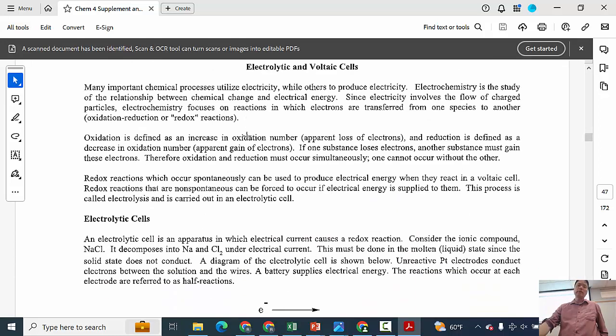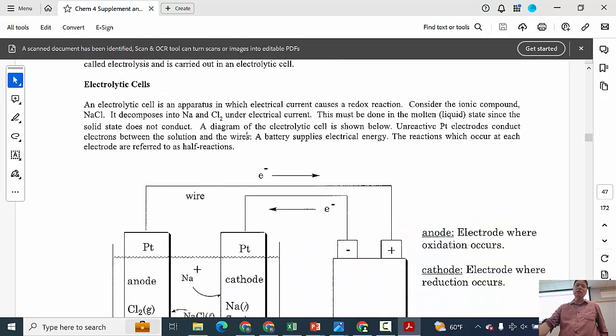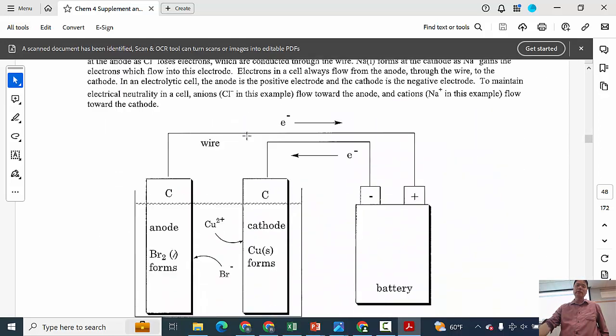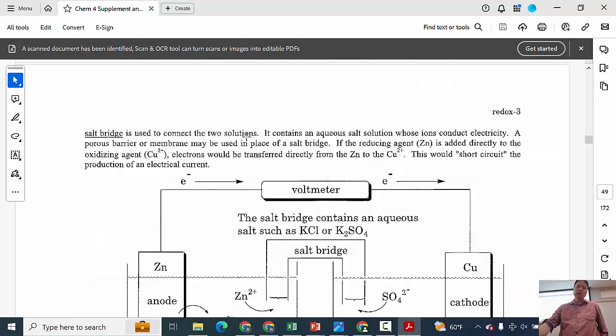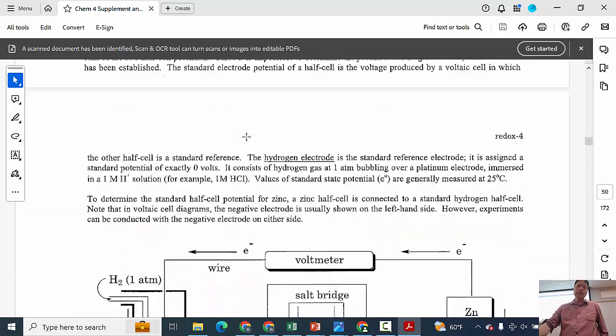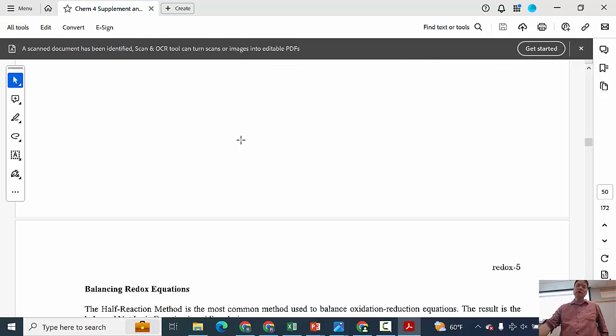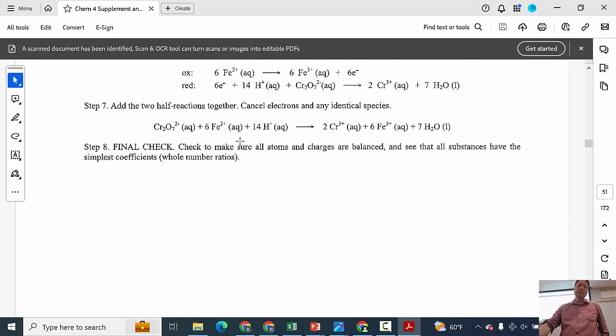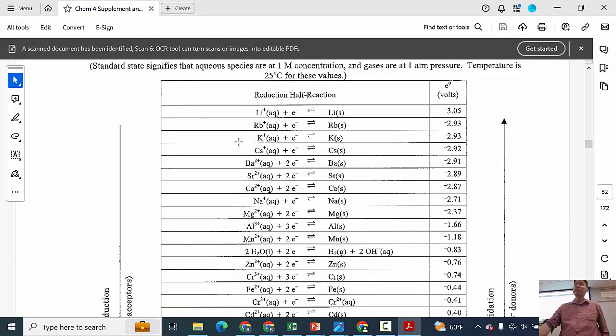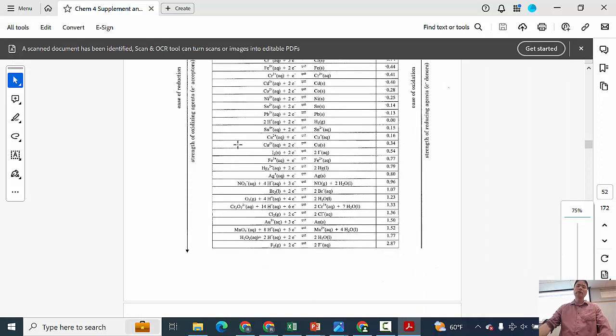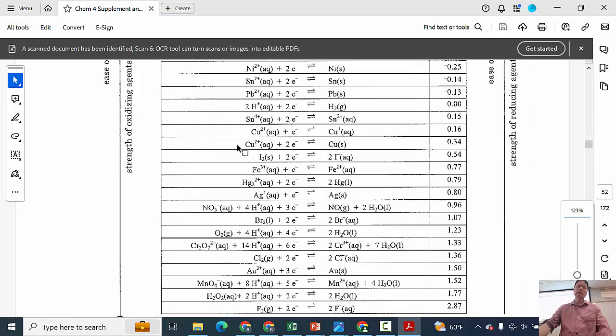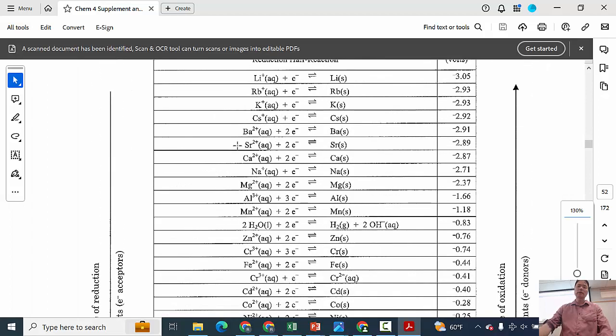And then the final section of this is electrolytic and voltaic cells, batteries, and that type of stuff. This is also covered in chapter 19, but this goes into a little bit more depth compared to what chapter 19 does. And so we have a chart like this.